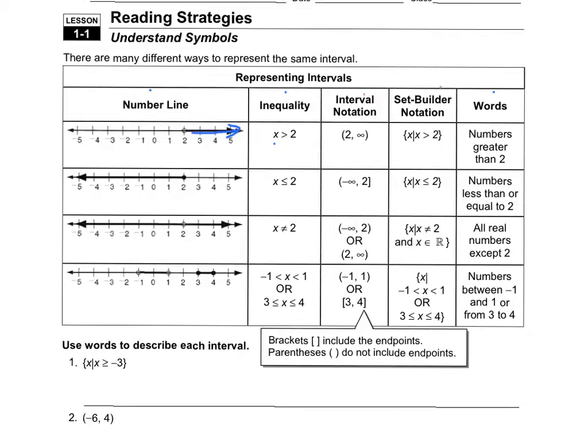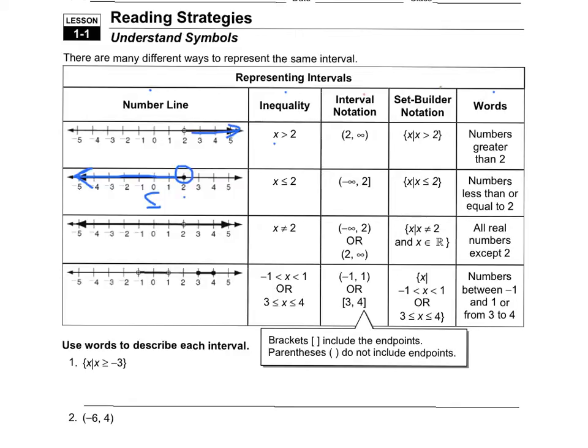When we look at the next one, we see the shaded part is on this side of 2. Those numbers are all to the left of 2, they're lower than 2. So we use the inequality sign that points that direction. Since that dot is filled in, we get to use the equal sign underneath it, and we would say all the numbers that are less than or equal to 2.